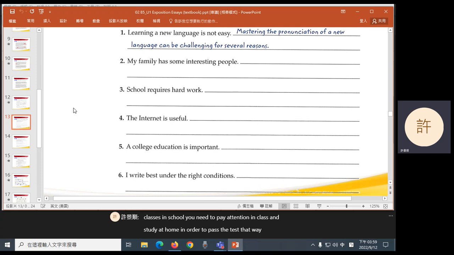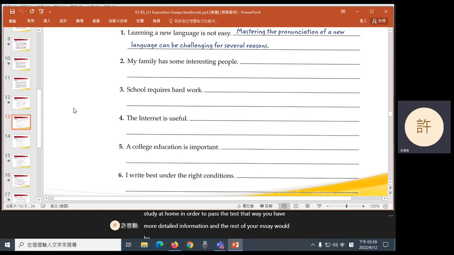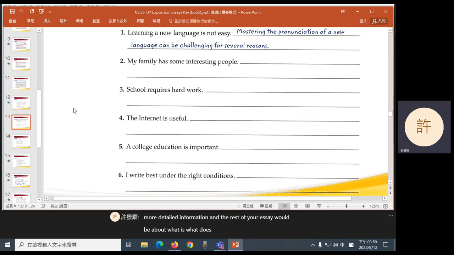That way you have more detailed information and the rest of your essay would be about what does it mean to take a class? How can you pay attention in class? How can you study at home? And how they help you pass tests. Number four, the internet is useful, but that sentence is not very useful. How can we make it more useful? Chen Jingle. Hi, what do you have for question four?